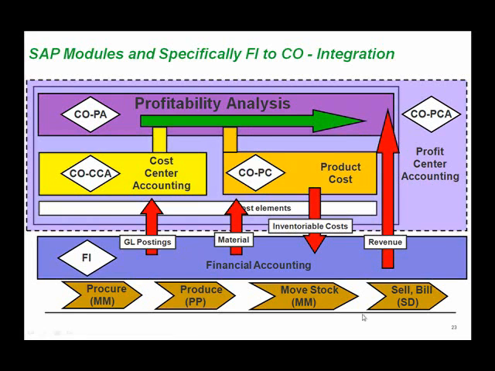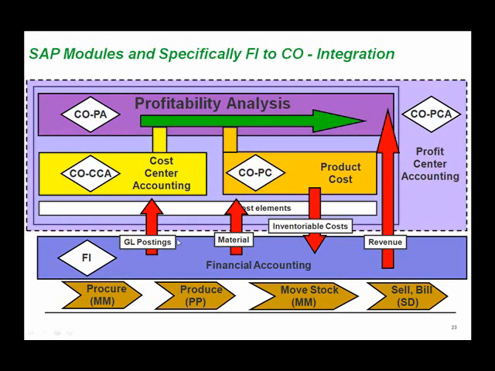So this screen pretty much tells you this is the most popular ECC combination that they implement. They implement MM, PP, SD along with FI and CO. These are the 5 modules that most implementations have: PP, MM, SD, FI and CO.